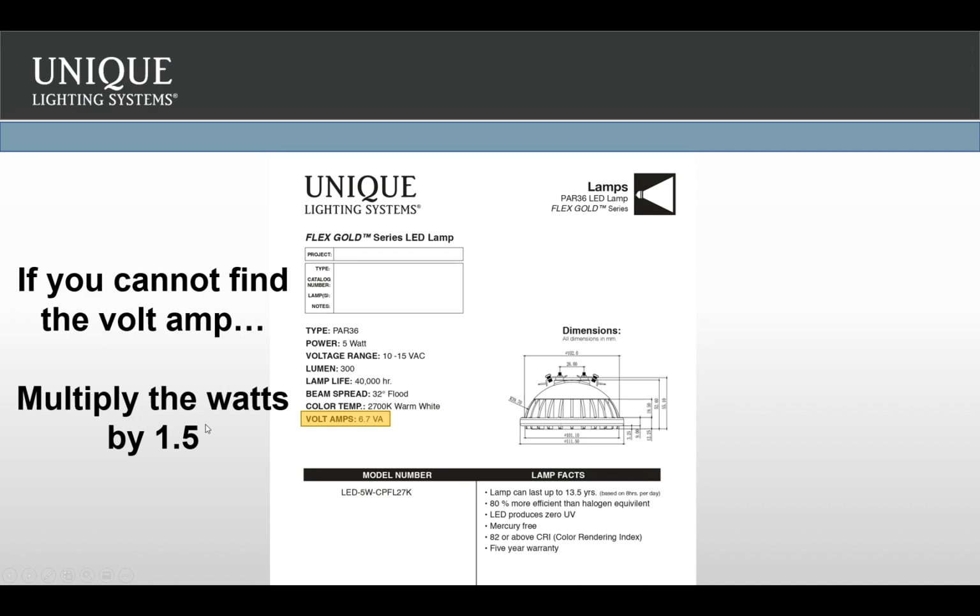And a general rule of thumb is that if you can't find the volt amp, if you're using a manufacturer that doesn't publish this, then multiply your watts by 1.5, and that'll get you generally pretty close to where you need to be and cover yourself as you're designing or installing the system.